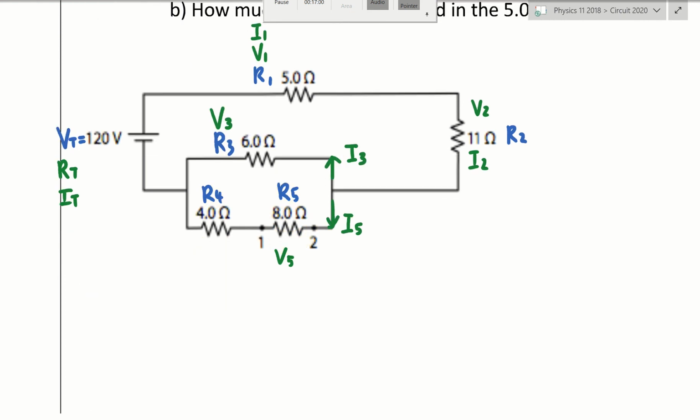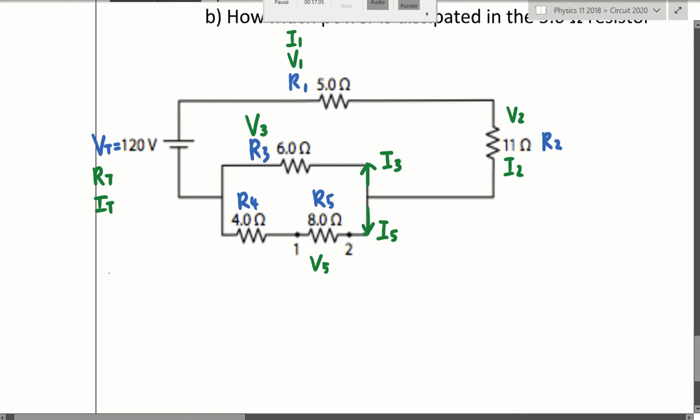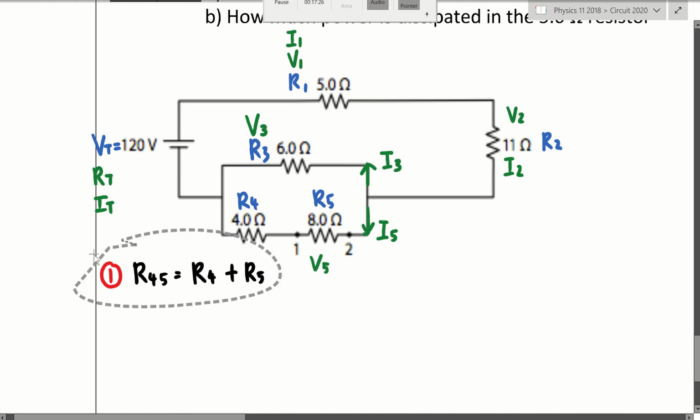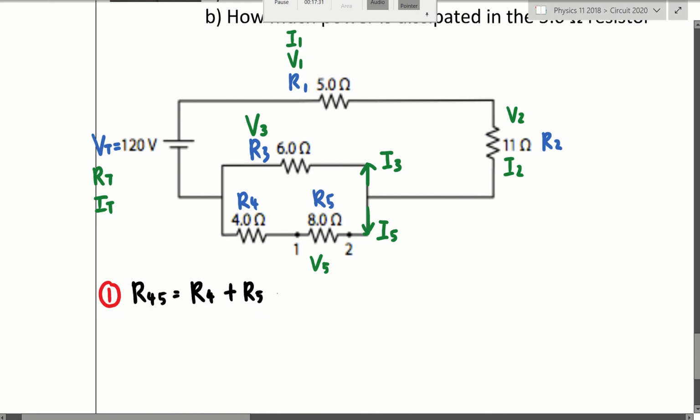So if you want to combine them, it will just be R4 and 5 in series. Okay, so step 1, we need to combine resistor 4 and 5 in series. So R4,5 is equal to R4 plus R5 because they're in series, and that's just equal to 12 ohms, right? So that's just 12 ohms. I need more space. There we go. And that will be 12 ohms.